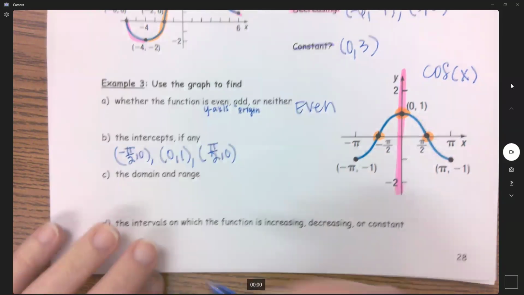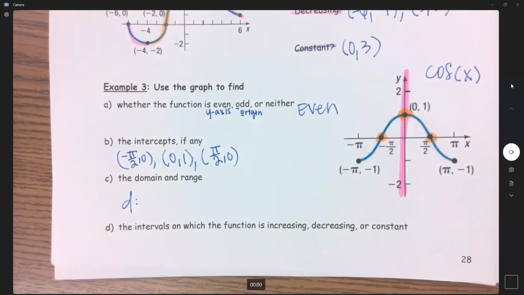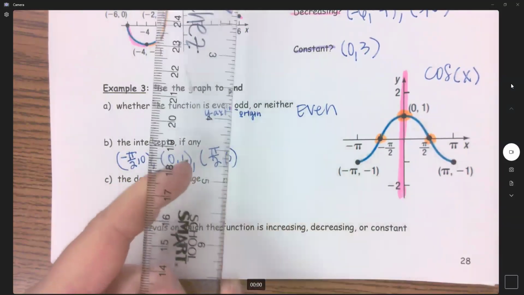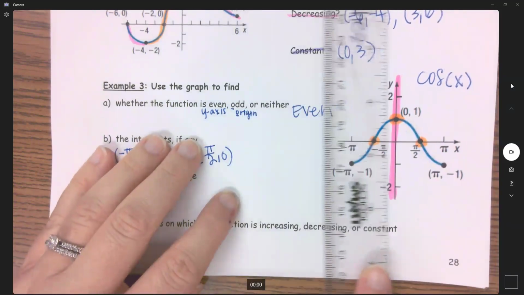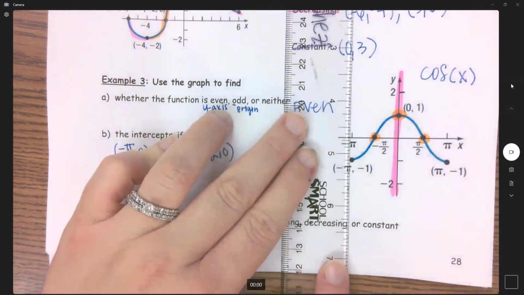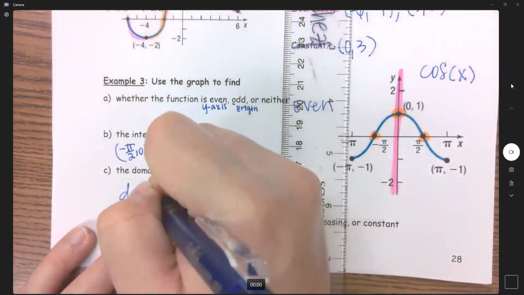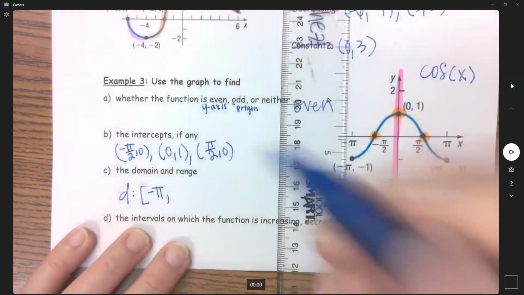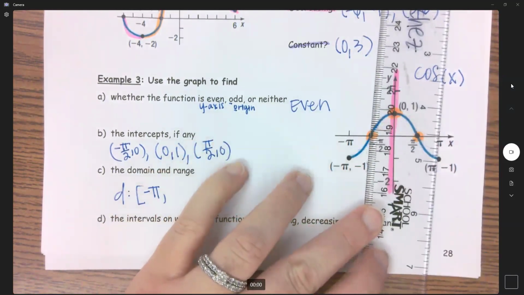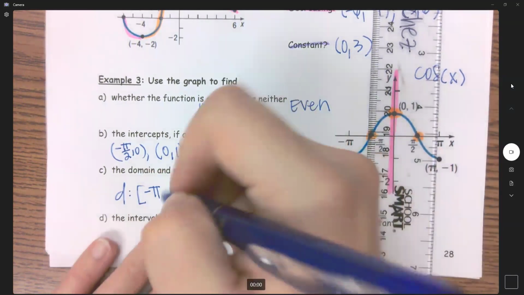Domain and range. Domain will go from left to right. Let me get my ruler here. So looking at this edge here, as we are going from left to right, I first encounter my graph right here. What is that x value with that? That is that negative pi. And that is included, so that's a bracket. And then it's going to keep going into, here's where it ends. What's that x value right here at this endpoint? It's at pi.